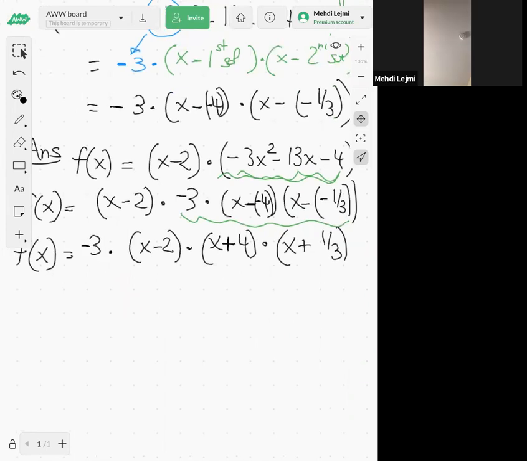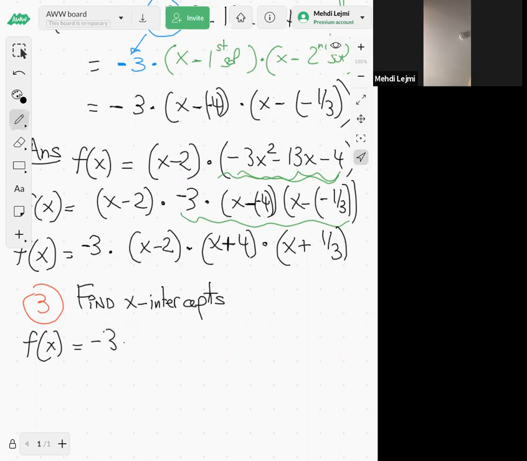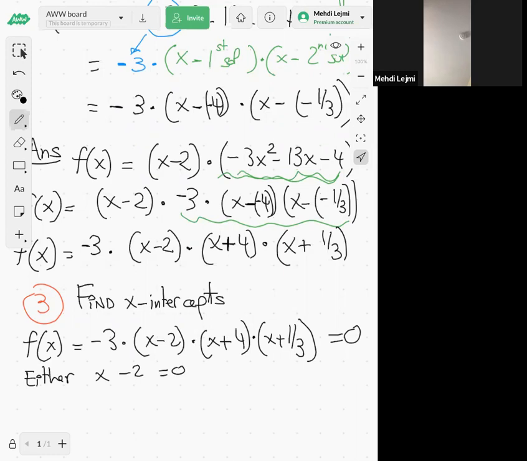And then once you get the complete factorization of f of x, now we can find our x-intercepts and their multiplicities. All right, so that's f of x: negative 3 times x minus 2 times x plus 4 times x plus 1/3, equal to 0. Whenever you want to find the x-intercept, you have to solve f of x equals 0. But now my f of x is just a product of factors. So either the first factor is 0, or the second factor is 0, or of course the third factor is 0.